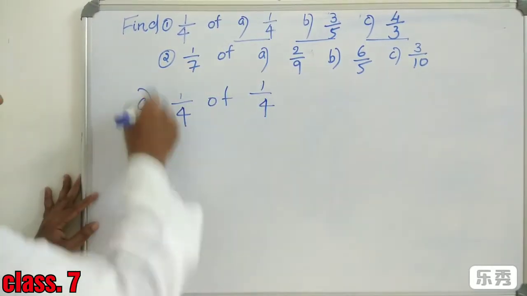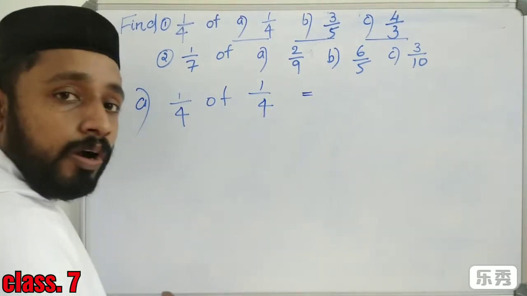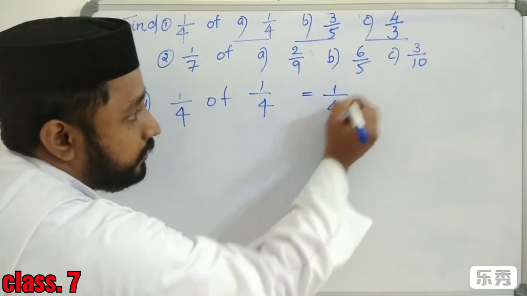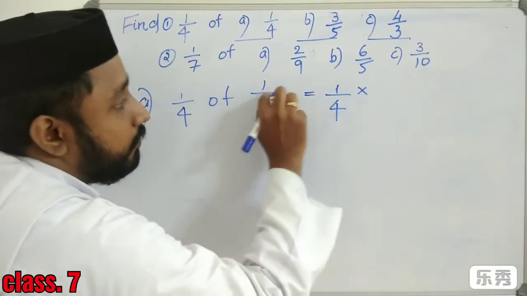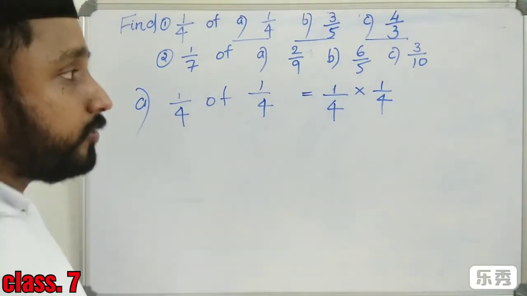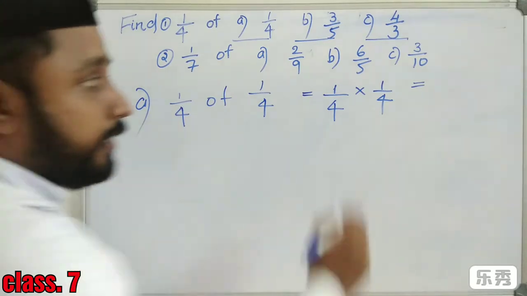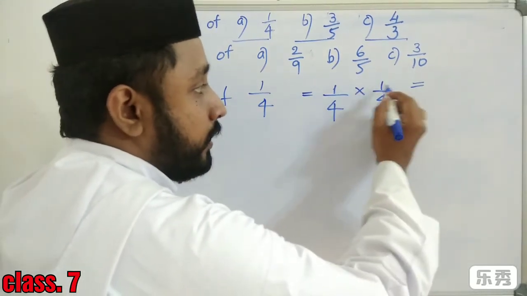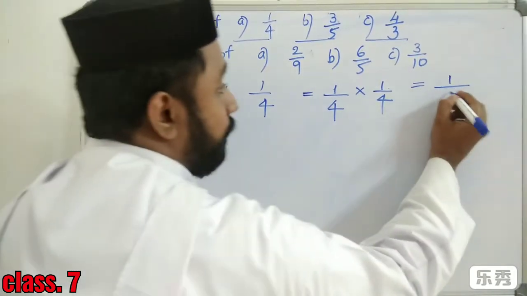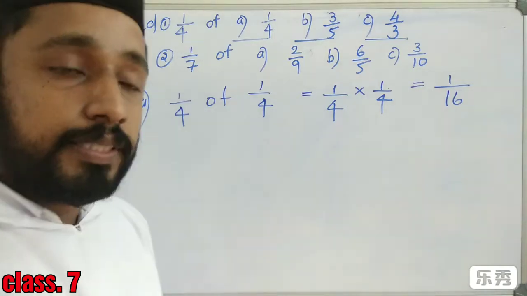First question, 1 by 4 of 1 by 4, which is equal to 1 by 4 of means 1 by 4 into 1 by 4. Here 1 is the numerator, here 1 is the numerator, multiply these two. 1 into 1, 1. 4 into 4, 16. So 1 by 4 of 1 by 4 is 1 by 16.